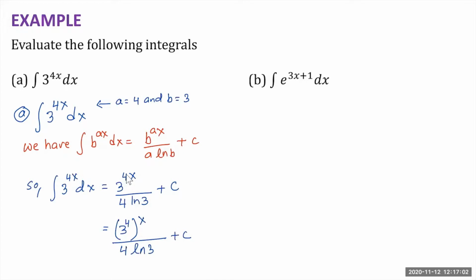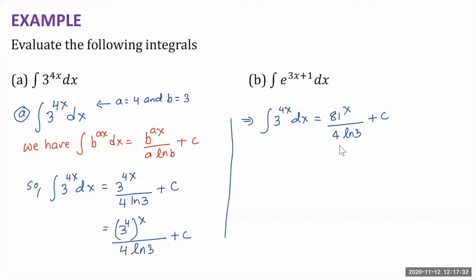Here we have 3 raised to 4 times x, which can be written as 3 raised to 4, then raised to x. So the final answer will be the integration of 3 raised to 4x dx is equal to, you can see here 3 raised to 4 is 81. So that is 81 raised to x divided by 4 times natural log of 3 plus c.